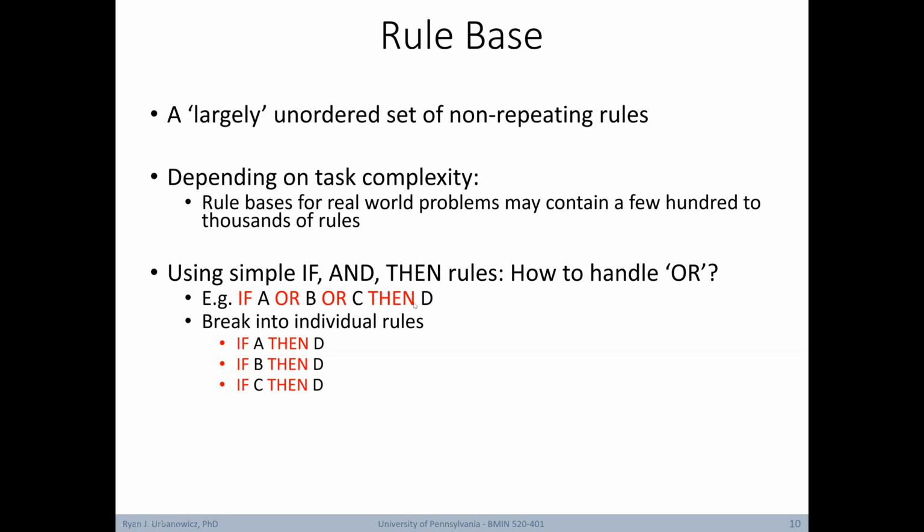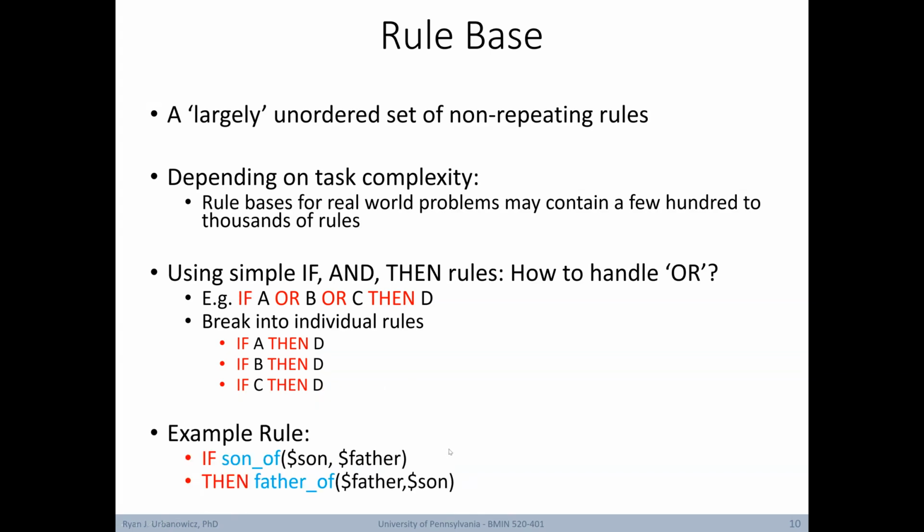Well, in the context of a standard rule-based expert system, we would just break this expression into individual rules. In other words, if A then D, if B then D, and if C then D. Here's an example of what a rule might look like in an expert system rule base. It looks a lot like what we've seen in first order or predicate logic.